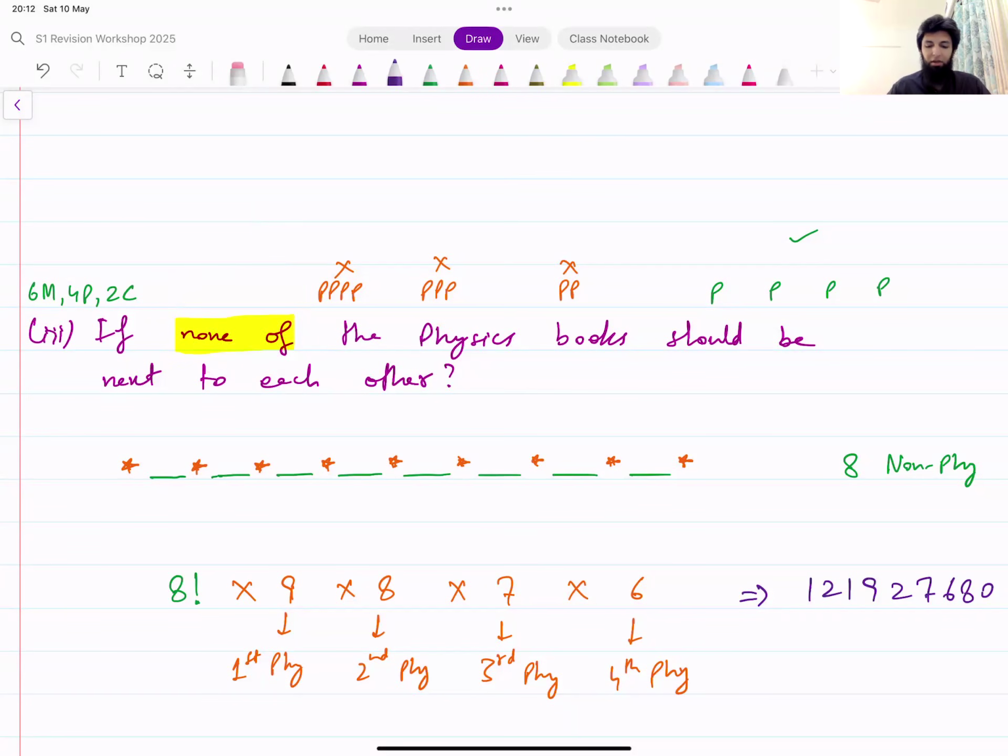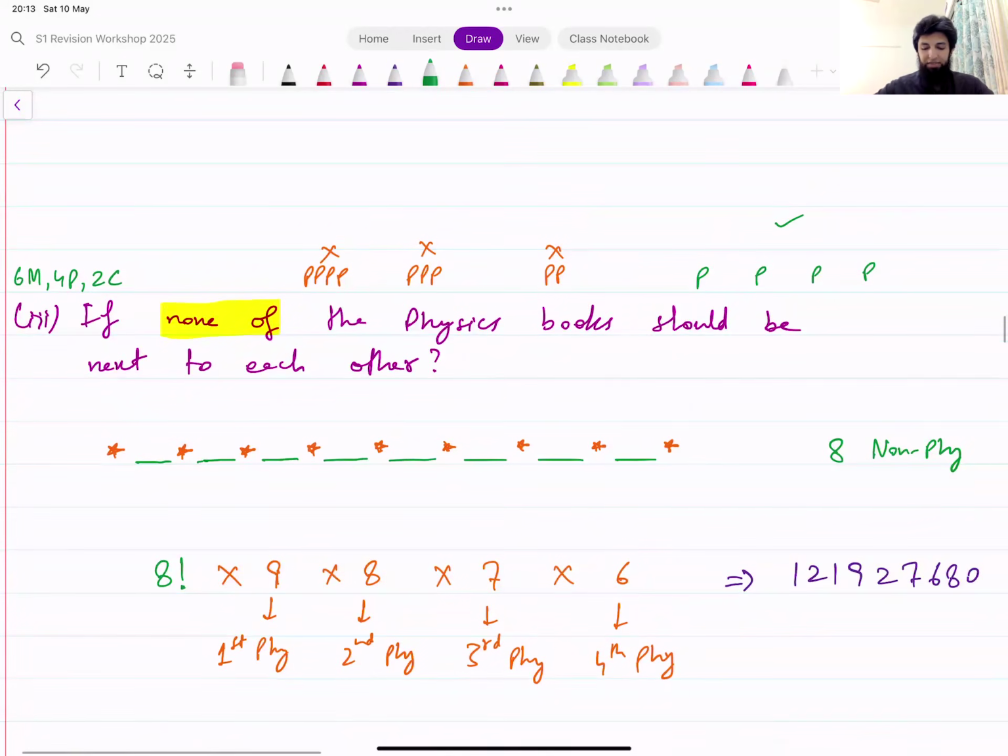What about this now? In this case, we cannot use the total minus together method because we'll have to find this, and this, and subtract all 3 of them from the total. And finding this is relatively straightforward, but these 2 are actually quite complicated to figure out. 3 physics books together, exactly 3 together, and exactly 2 together, they become quite complicated. So total minus together is not feasible here. If we want to separate all the objects, in this case, we use the dashes and stars method.